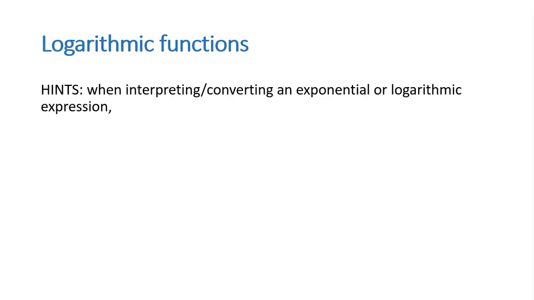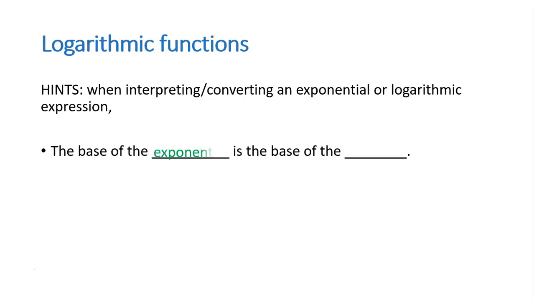So here's some key hints. When we're converting an exponential or a logarithm expression from one to its inverse, the base of the exponential is the base of the logarithm. So in an exponential, the base is the big number, and then the exponent is the superscript. Whenever we have a logarithm, the base is written as a subscript next to log. So anytime we have a logarithm, the base is going to be the small number. Anytime we have an exponential, the base is going to be a big number. So if we're converting from one form to another, the base of each becomes the base of the other.